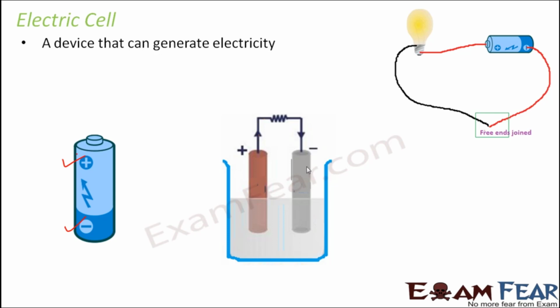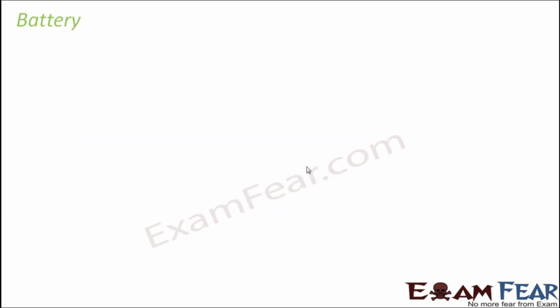Now there are many different types of cells which exist. When you learn more about cells, that is when you will get to know how different types of cells operate. But basically this is how a cell is able to generate electricity.